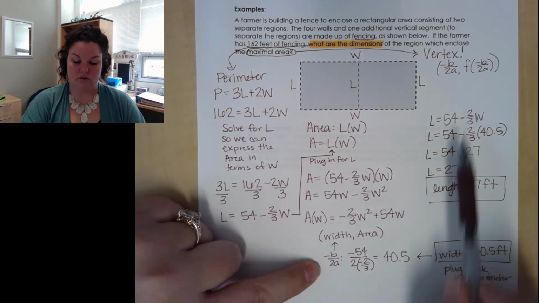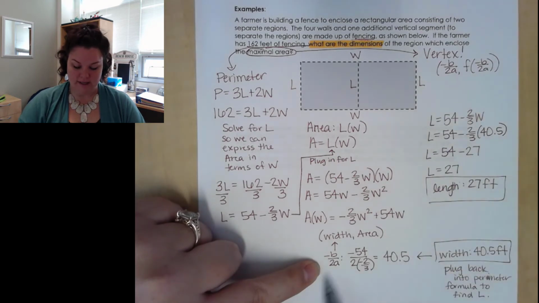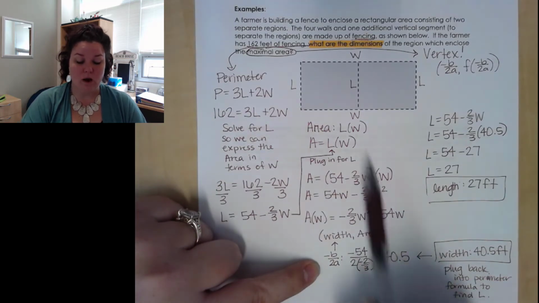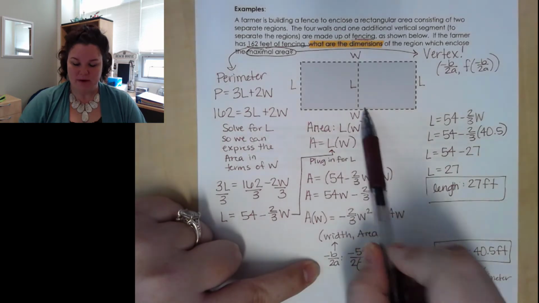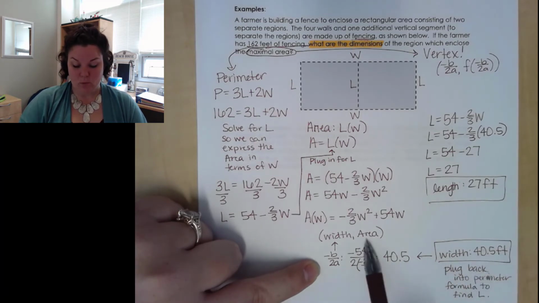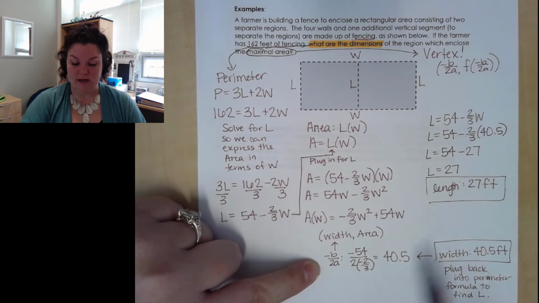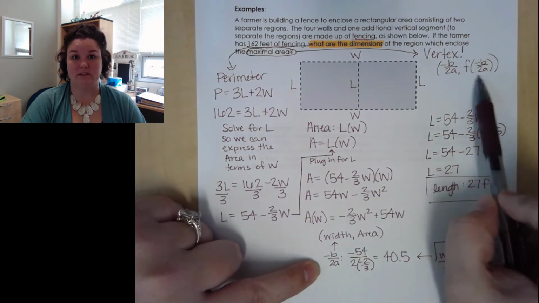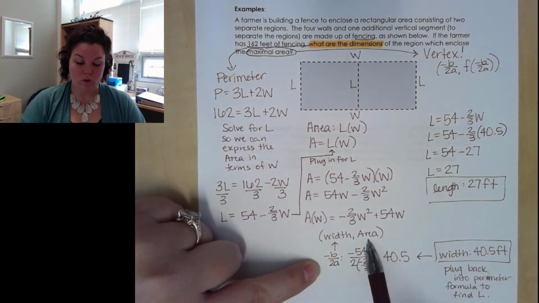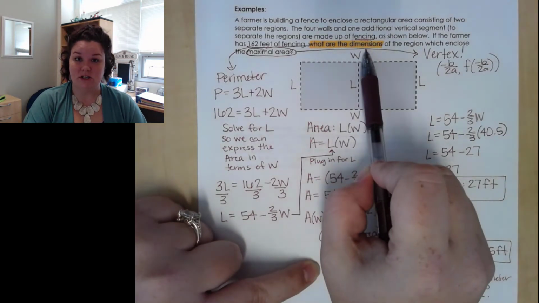So we're going to use our little vertex shortcut here to calculate negative b over 2a, which gave us 40.5. Now that tells us the width we should use if we want to acquire a maximum area. But it didn't actually ask us what the maximum area was. So once we had that answer for width, notice we didn't plug it back into the function. We didn't calculate this second part of the vertex formula because that would have given us the maximum area. And what we wanted to know is what are the dimensions.